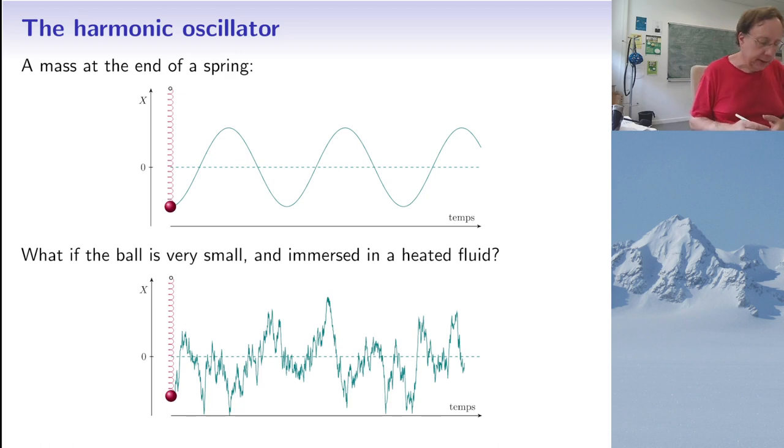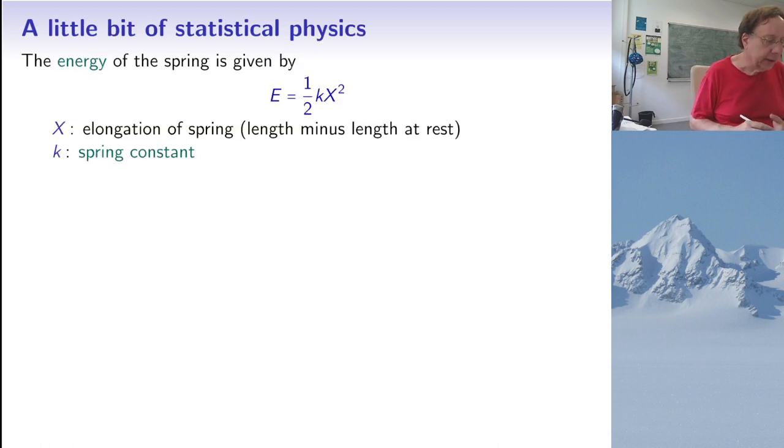So for that reason, we resort to a statistical description, and that is what statistical physics does. And the way it works is the following. So first we look at the energy of the spring, which is given by this formula, 1/2 times the spring constant times the square of the elongation of the spring. So the elongation is the length of the spring minus its length at rest.